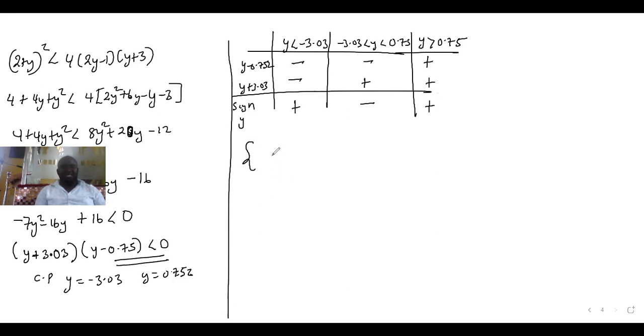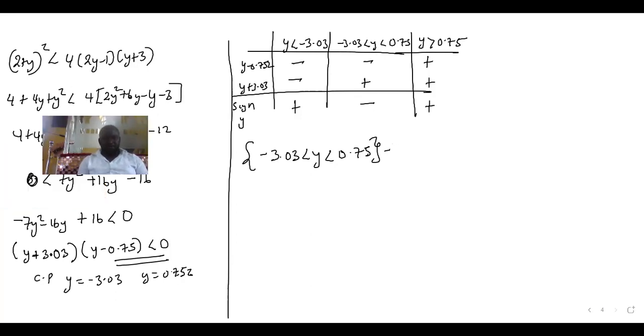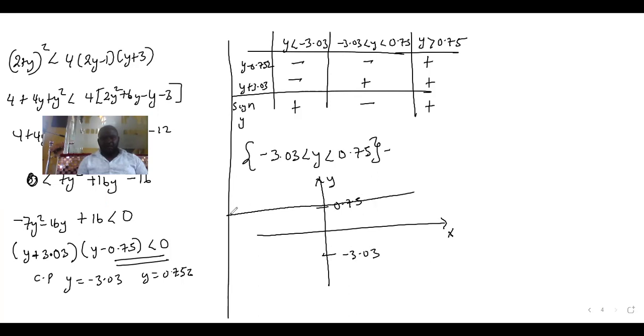So the region where the curve does not exist along y is between negative 3.03 less than y less than 0.75. Sometimes they can even ask you to show that the curve does not exist in those regions. Now, why do I want to give you this region? This region means this. If this is the axis of x and y, where y is 0.75 and where y is negative 3.03, the curve does not pass through that region. So we can shade that region vigorously and demarcate that the curve can never think of passing here.